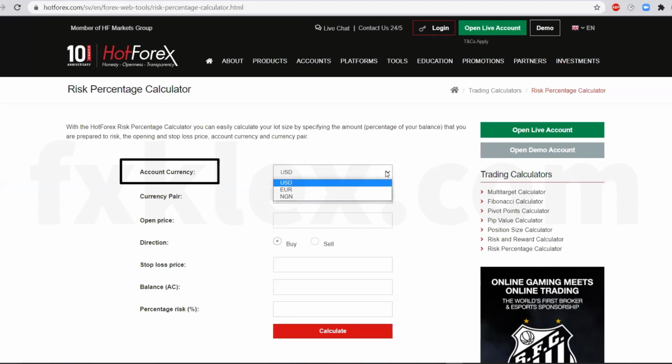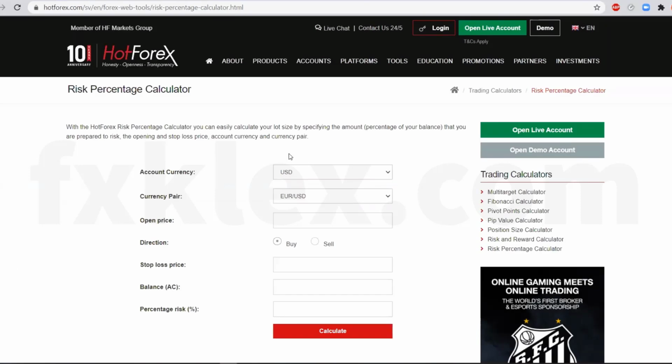Right here, you have the opportunity to select from USD, from euro. I have my account deposited in US dollars, so my base currency is USD. If you are trading in your local currency or in euro, you can select the currency that corresponds with your account denomination. So right here, I simply select dollars, my account currency. By default, USD will be selected for you.